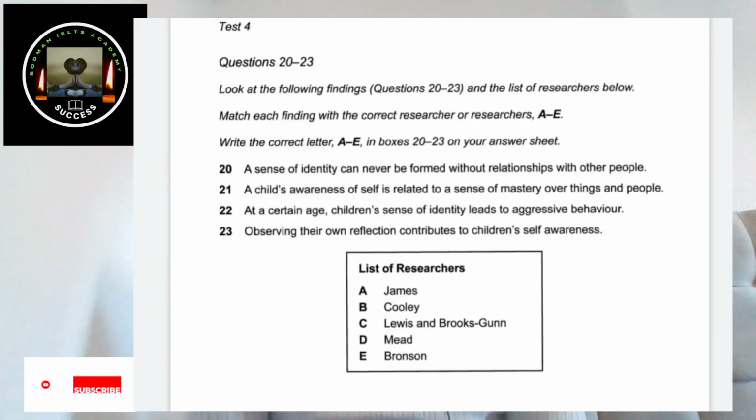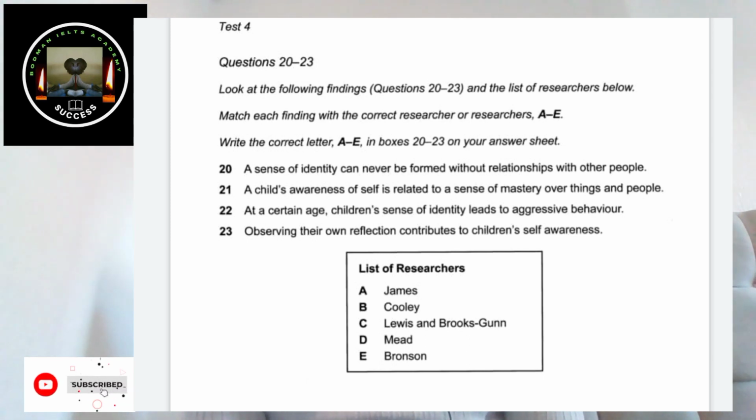If you continue to read, children's sense of themselves as active agents continues to develop in their attempts to cooperate with others in play. Soon, they've started talking about another person, so I have to stop. That is all about Lewis and Brooks-Gunn. Now let's go back to the statement. A sense of identity can never be formed without relationship with other people. Did he say that?